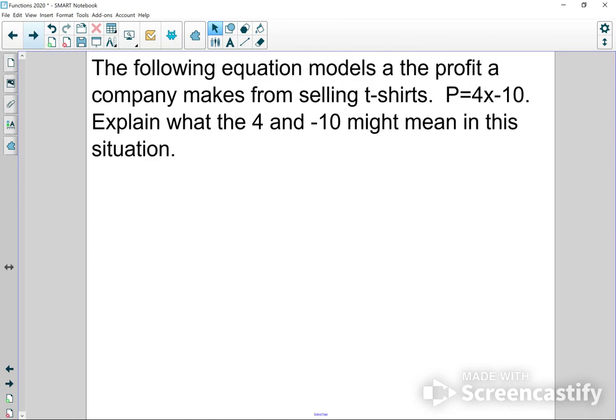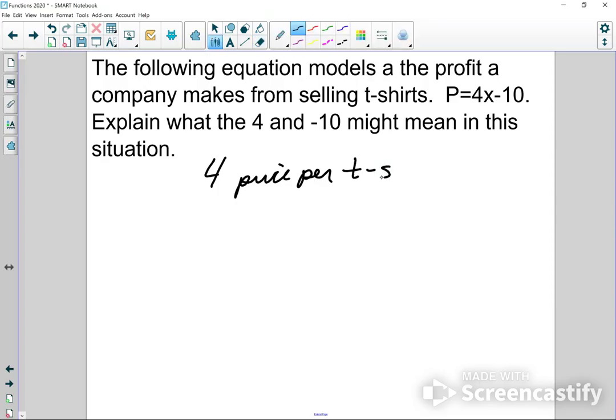The following equation models the profit a company makes from selling t-shirts. P equals, P for profit, 4x minus 10. Explain what the 4 and negative 10 might mean in this situation. Well, the 4 would be price per t-shirt. I just spelled t-shirts wrong. Let's fix that. Per t-shirt. And my profit would be minus the $10 production cost.